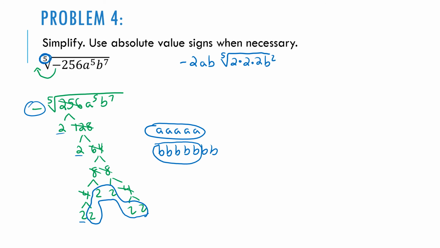So my final answer is negative 2ab, the index of 5, 2 times 2 times 2, which is 8, b to the second. And that's how you simplify a radical.